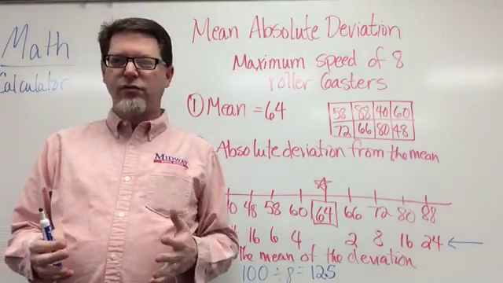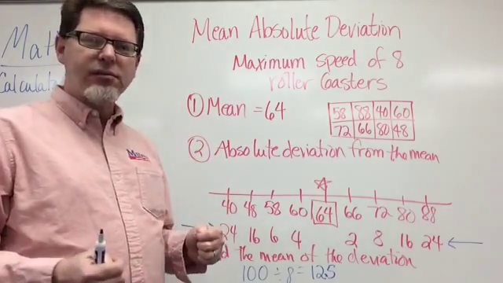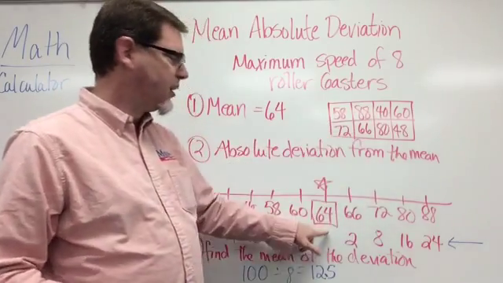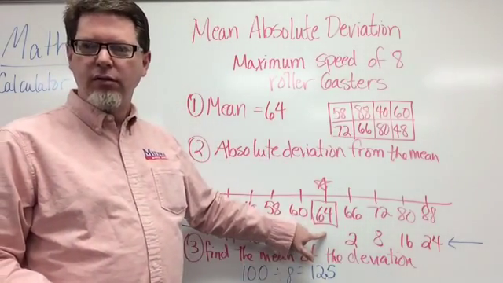What is that number used for? That just tells me the average distance each one of these is from the one that's in the middle, or the mean.